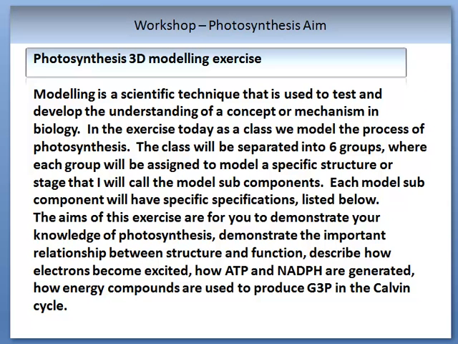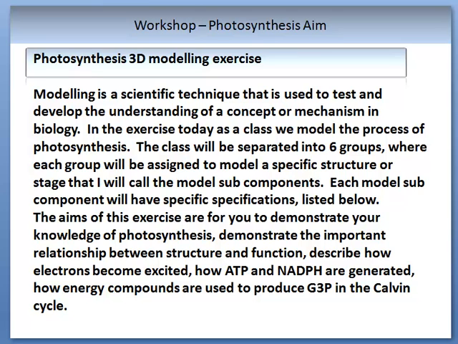Modelling is a scientific technique that is used to test and develop the understanding of a concept or mechanism in biology. In the exercise today as a class, we will model the process of photosynthesis. The class will be separated into 6 groups, where each group will be assigned to a model, and the model will have specific structure or stages that require model subcomponents. Each model subcomponent will have a specific specification. These are listed below.